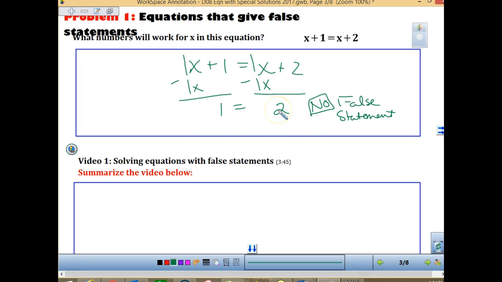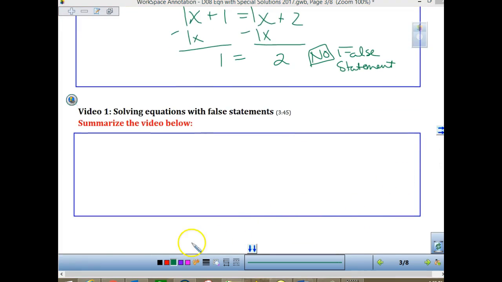But you want to solve a problem. You're always going to get rid of the variable or get the variables over to one side. And I'm going to have you wait. I'm going to show this video, and in this video, they're going to ask you to summarize the video. The key thing that I want you to summarize is what happens when we get this false statement, okay? So we're going to look at this video.